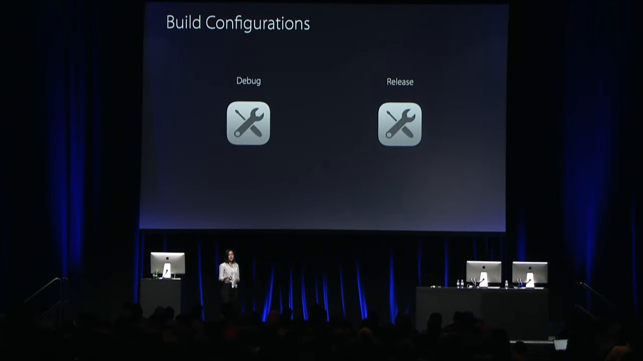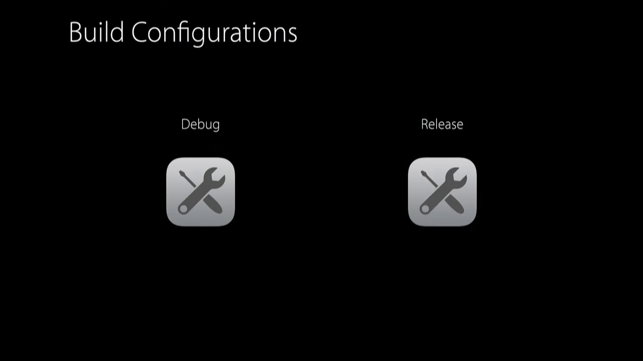Now, build settings can also vary by what's called a build configuration. And by default, a project has a debug and a release configuration. For example, when you're building for debug, you probably don't want your code to be optimized. But when you're building for release, you do want your code to be optimized.